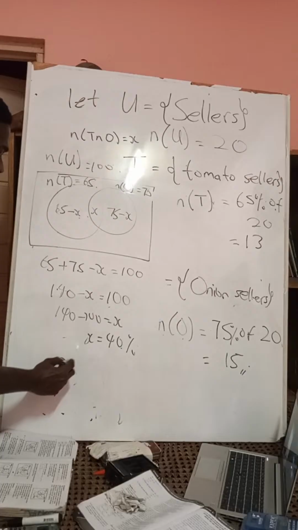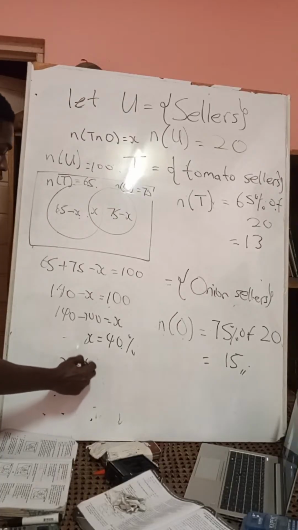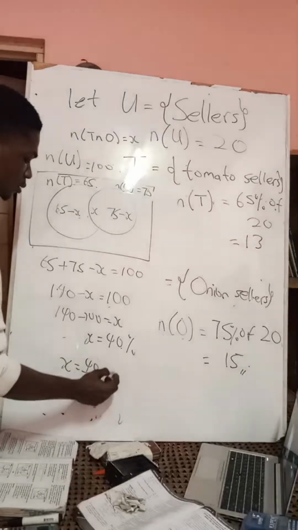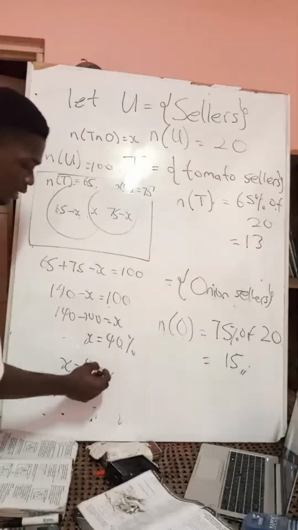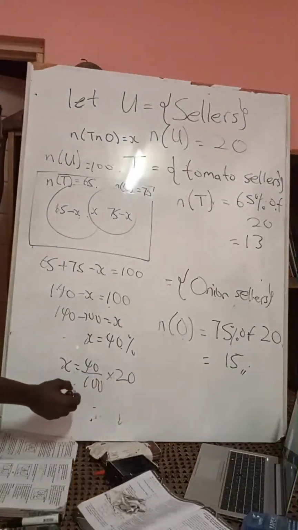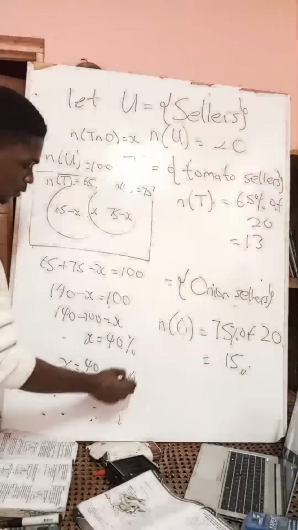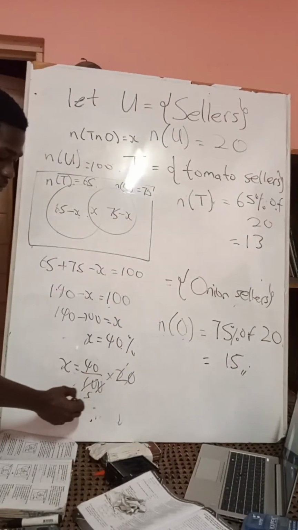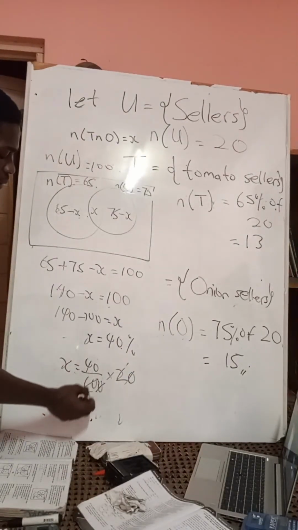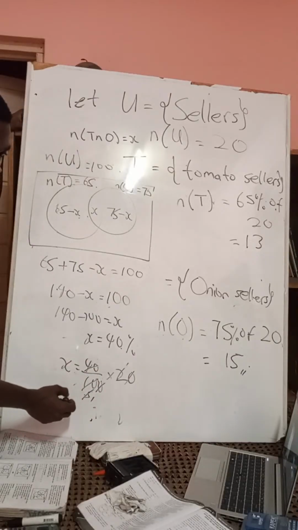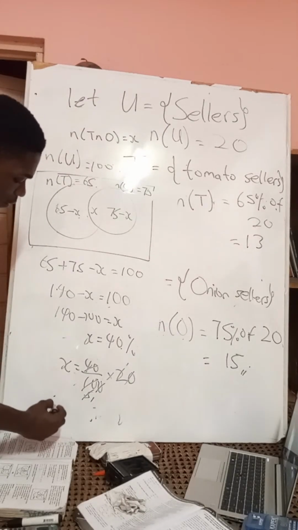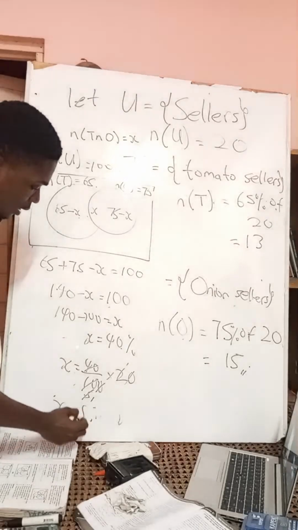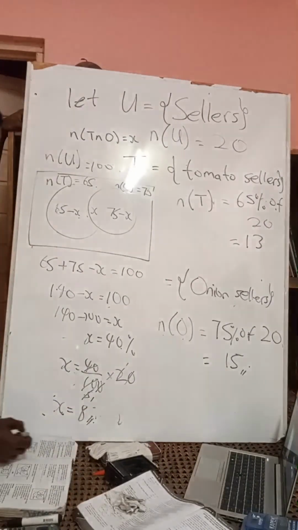Since x is a percentage, you are coming to find the exact value. It's 40% of what? Of the exact value, which is 20. So 40 divided by 5 here, 8. Thank you. So we have x to be equal to 8. x to be equal to 8.